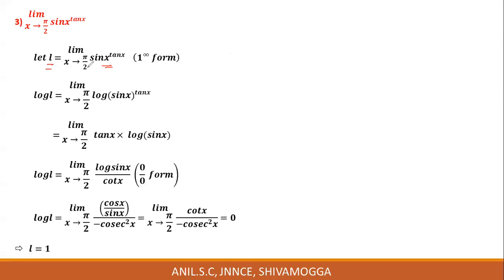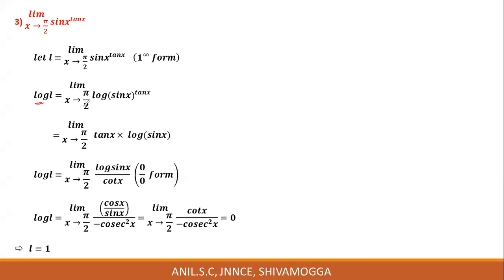L is equal to, as x tends to pi by 2, the base will be sin pi by 2, and we know that sin pi by 2 is 1. And the index will be tan pi by 2, and tan pi by 2 is infinity. So it is of the form 1 to the power infinity, and we cannot use L'Hospital's rule directly. Therefore, we try to convert this either into 0 by 0 or infinity by infinity form by taking log on both sides.